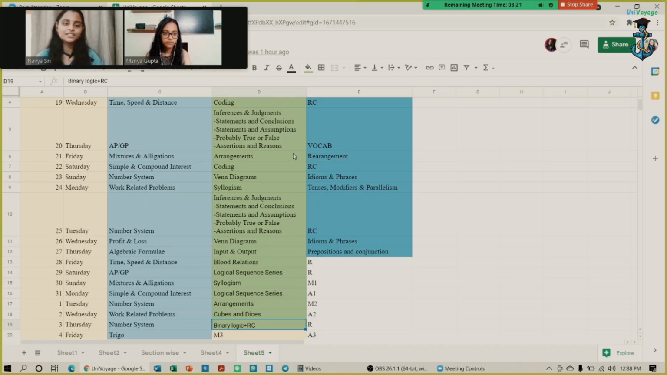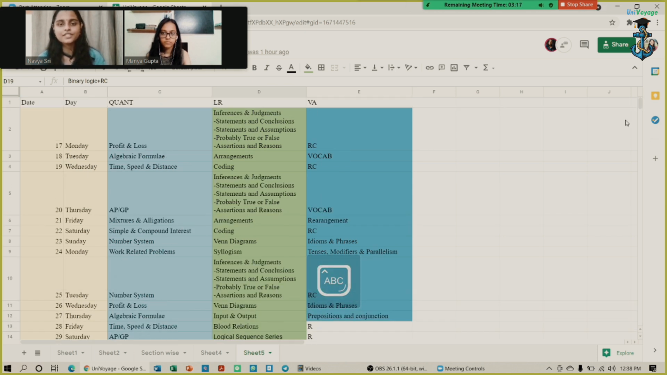So in this sheet, as you can see, this is like the contemporary sheet, I'd say, because this is how most of us prepare for most of the exams. We have a quant section topic, LR topic, and a VA topic. This is quite explanatory because from each of the sections you have one topic each, and you do all the three sections in one day. In the first sheet, we had only one section one day. In the second sheet, we had two sections in one day. In this sheet, we have all the three sections done in one day.